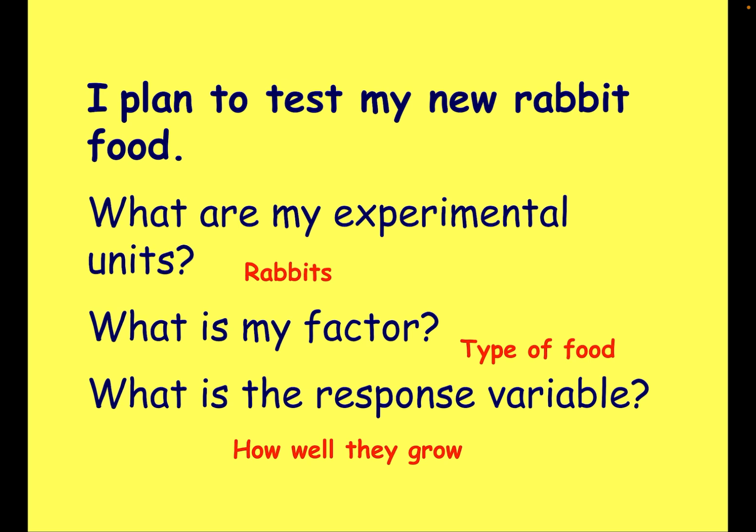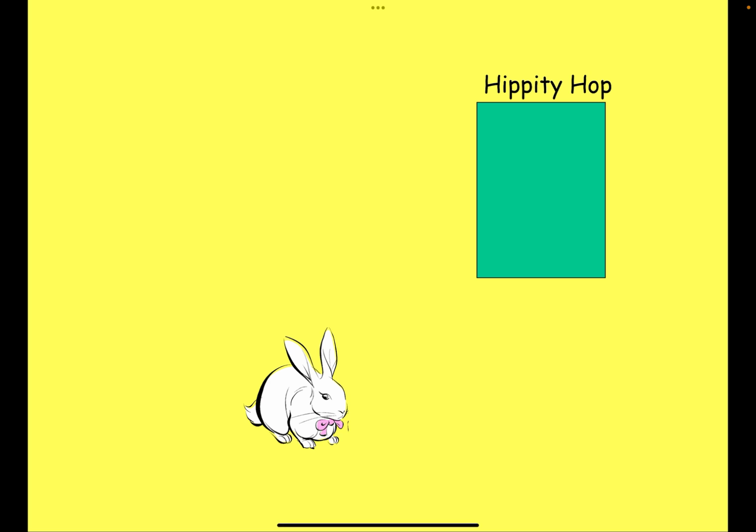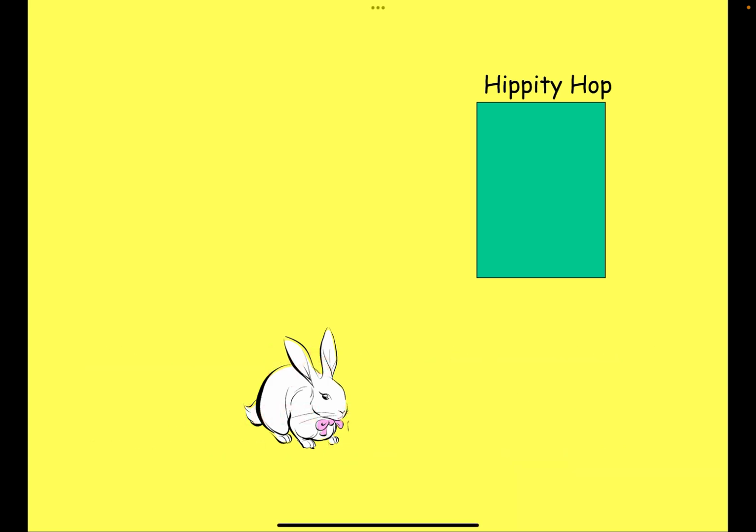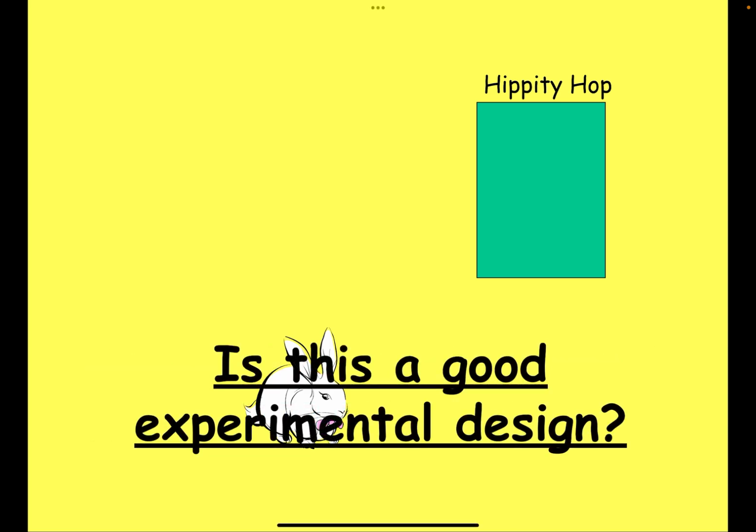at, right? So then I might say, all right, well, I'm going to test this food out on a bunny. And I'm going to say, all right, well, here's the hippity hop food, right? And I'm just going to use my pet rabbit, Lucky. Since Lucky's coat is shinier and he has more energy, then hippity hop has to be the better rabbit food. So taking the food, giving it to my one rabbit, and then I ask myself, well, if that's the case, is this a good experimental design?